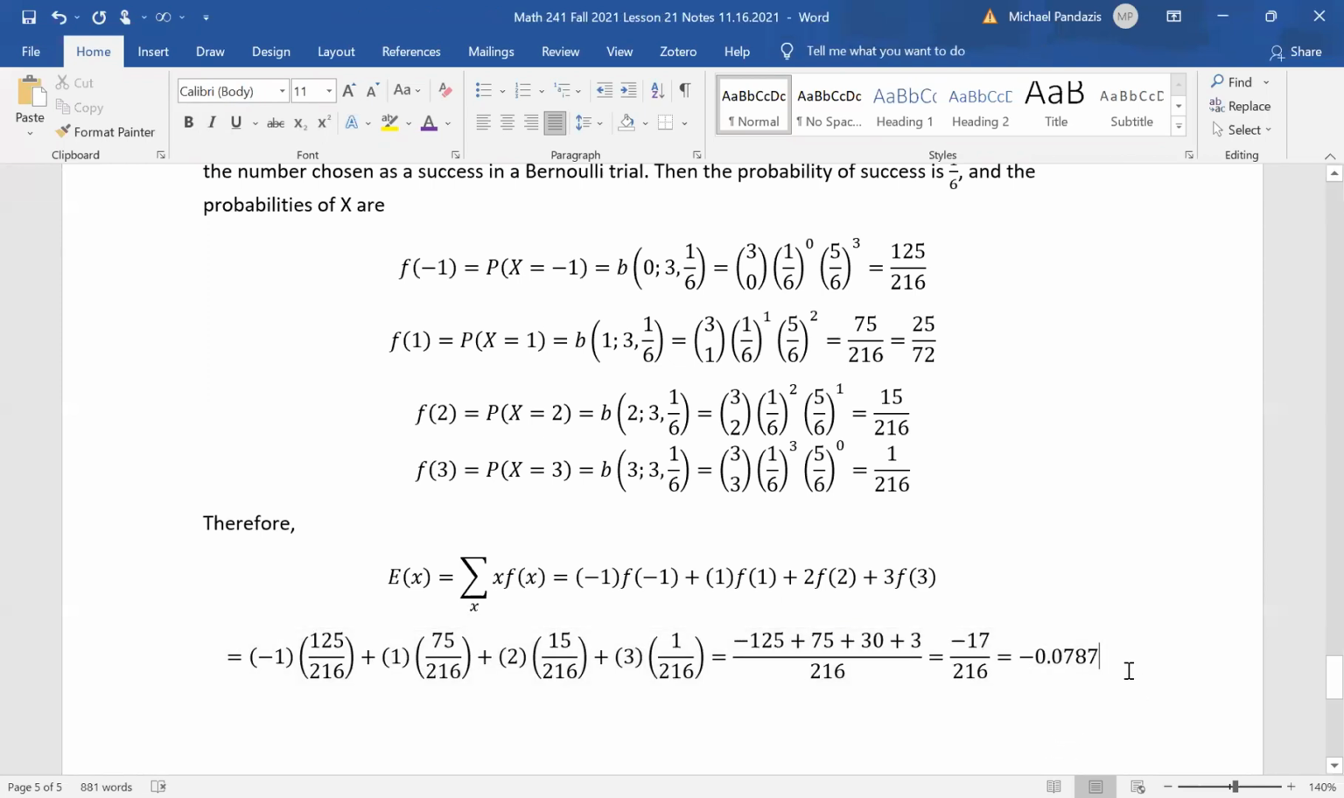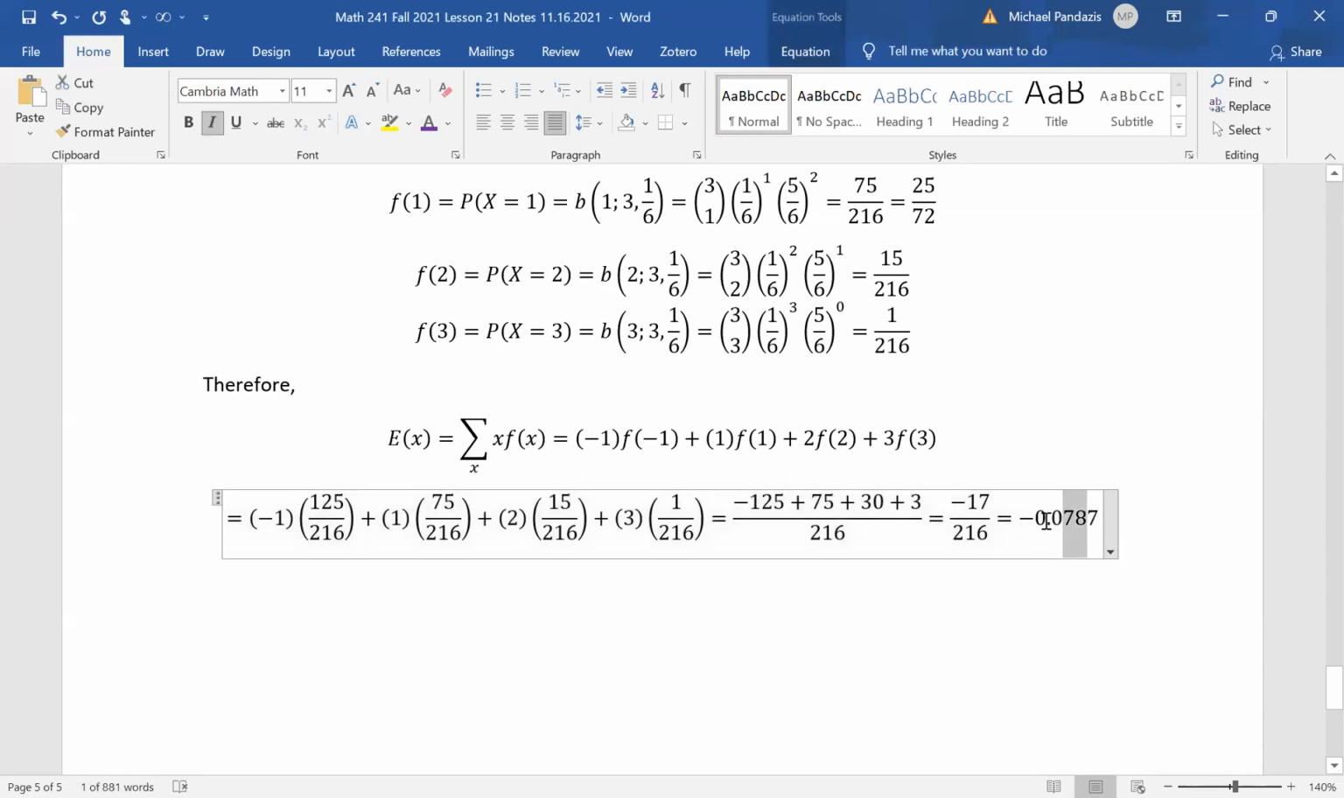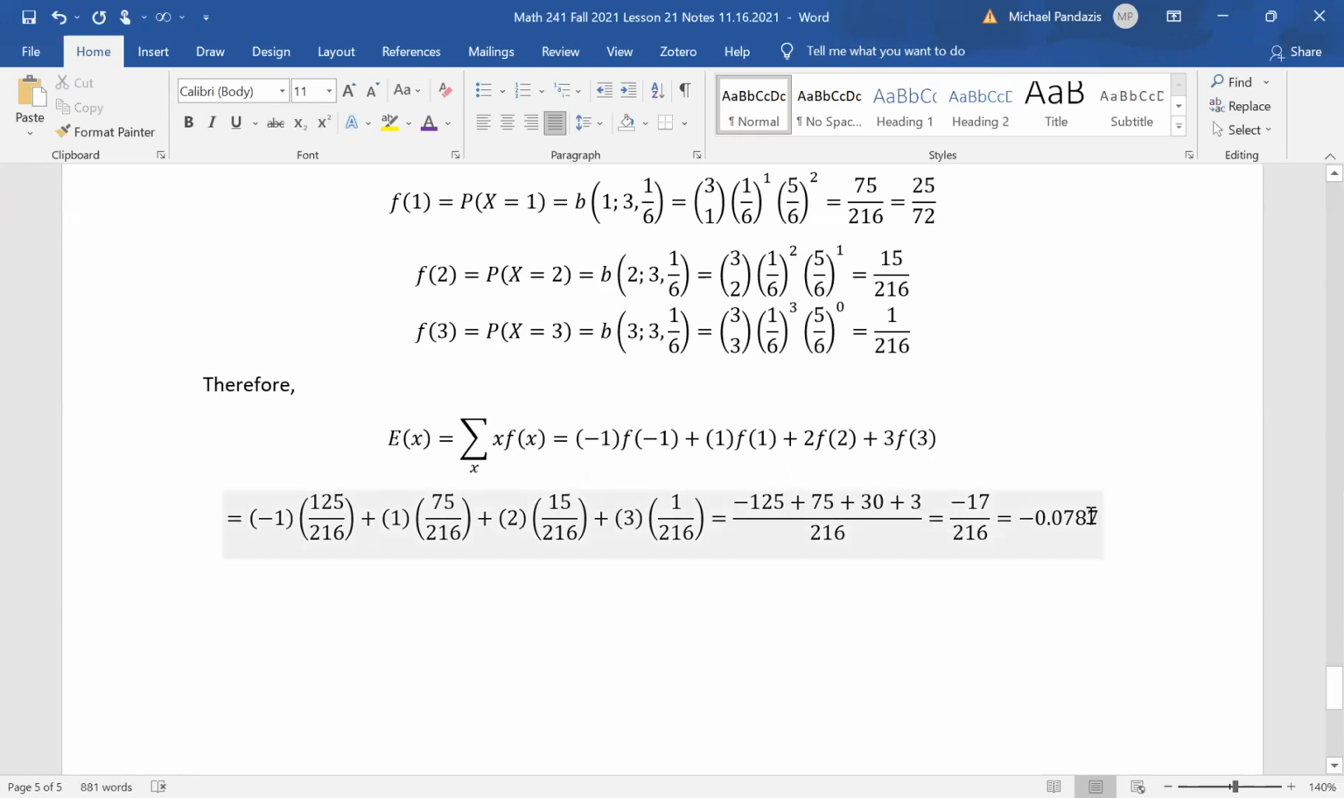So the expected value is that, meaning that the strong law of large numbers tells you that if you were to keep playing this game a very, very large number of times, you would expect that the average you made over the course of those many games is that on average you lost almost 8 cents, because this is negative 0.0787. So you would expect to have lost a little under 8 cents on average per game.